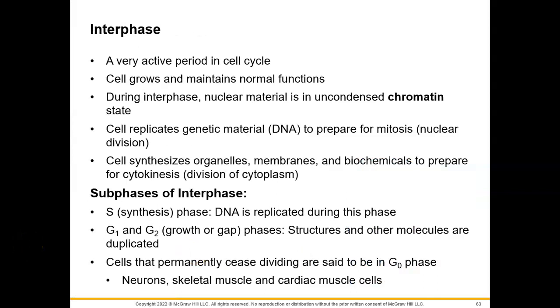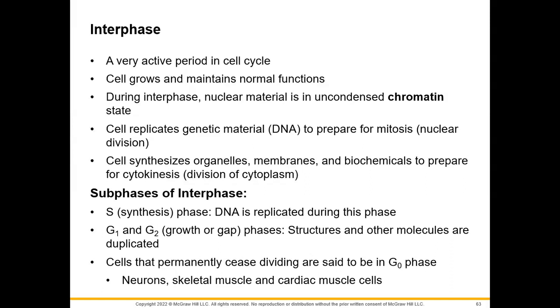Interphase is a very active period of the cell. The cell grows and maintains its normal functions. The nuclear material, which is the DNA, is uncondensed in a chromatin state. Remember, chromatin is DNA wrapped around histone proteins. The cell replicates genetic material, that's its DNA, in order to prepare for mitosis, which is nuclear division. The cell synthesizes organelles, membranes, and biochemicals to prepare for cytokinesis, which is division of cytoplasm.